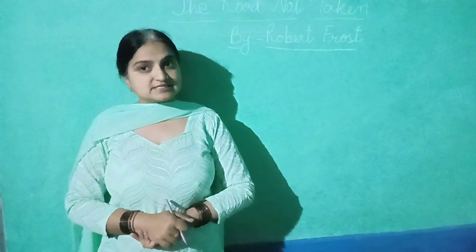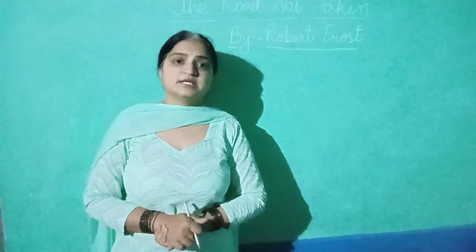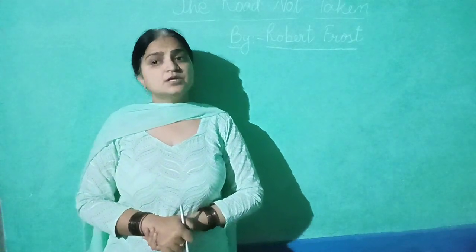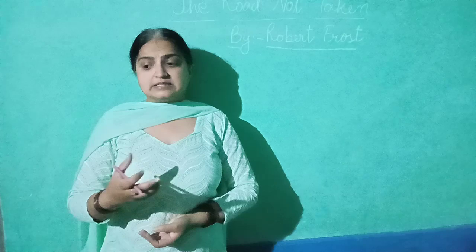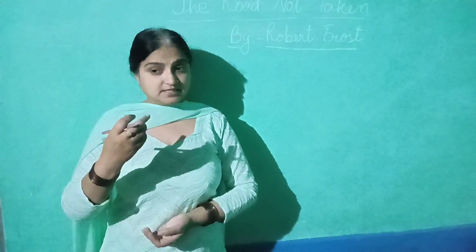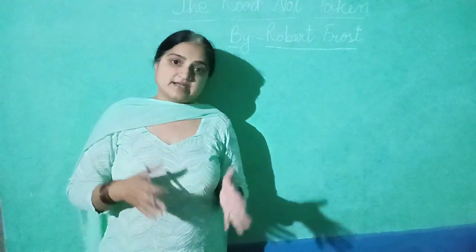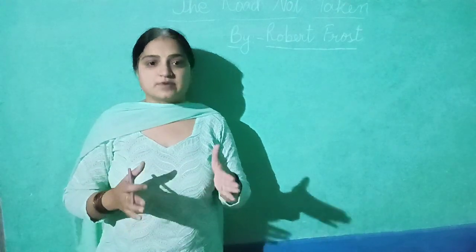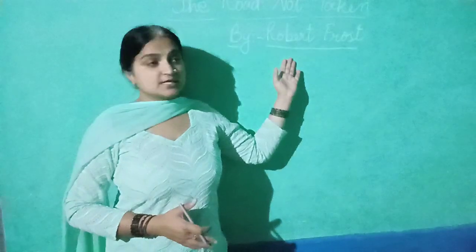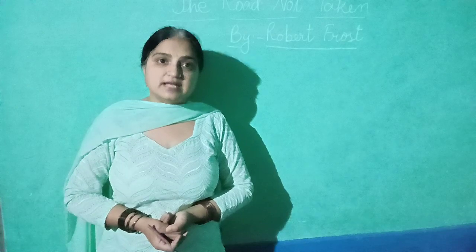One more thing I am going to discuss here is the poetic devices. First of all, I will tell you what is a poetic device or a literary device. A literary device is like an ornament of language which poets or writers use to decorate their writing. So here in The Road Not Taken by Robert Frost, the road symbolizes our choices, our life.